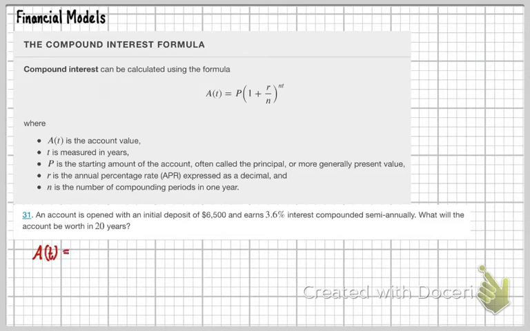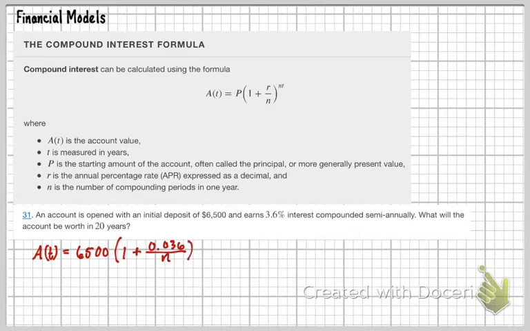value is going to equal, so my principal being $6,500. So I'm just going to put the $6,500 in there. And then I have the 1 plus, and the r is the rate. So again, in decimals, so that's 0.036 over n, and this says semi-annually, so that's twice a year.